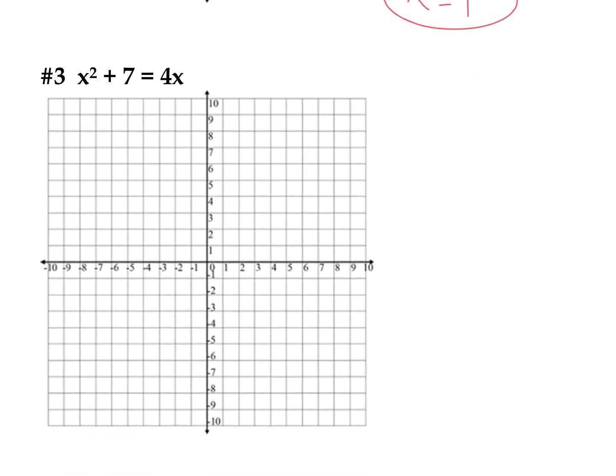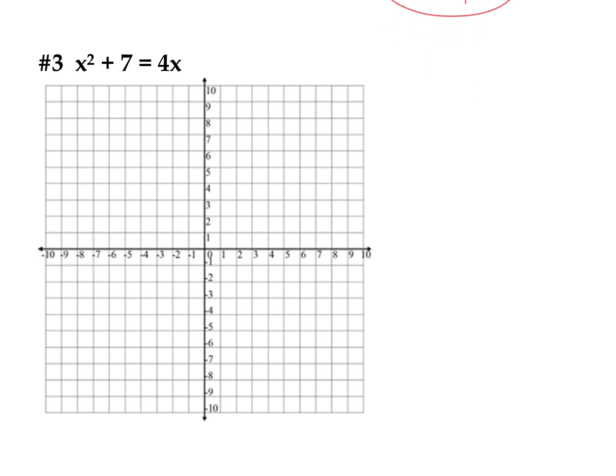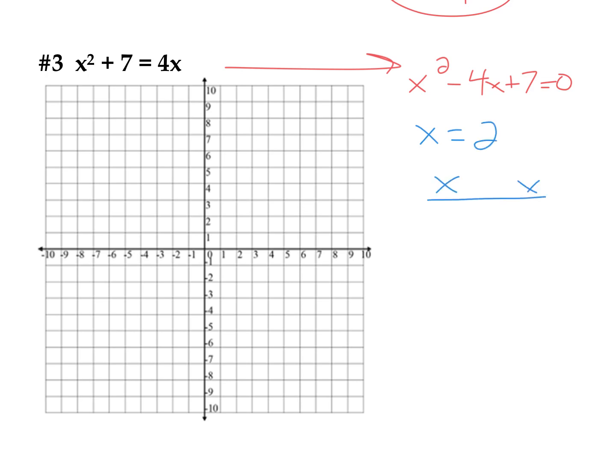All right, now let's graph number 3. Again, we need to get it set equal to 0, so we're going to subtract 4x on both sides. That's going to give us x squared minus 4x plus 7 equals 0. We're going to start with our axis of symmetry, negative b over 2a. So it's negative negative 4, which is 4 over 2. So x equals 2. And I can make a table of values here. I'm going to have 2 as the middle of my table, then 1 and 0, 3 and 4. When I plug those in, when I plug in a 0 to my equation, I'm going to get 7. Plug in a 1, I'll get 4, a 3, I'll get 4, and a 4, I'll get 7.